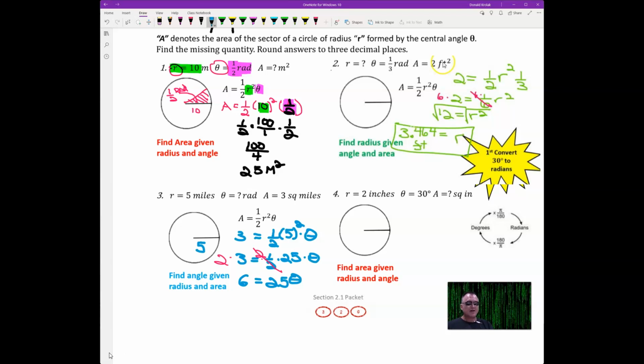So to get our angle, we're going to divide by 25. So I have 6 over 25. That is our angle, and that is equal to radians. Now our instructions say round the answer to 3 decimal places.